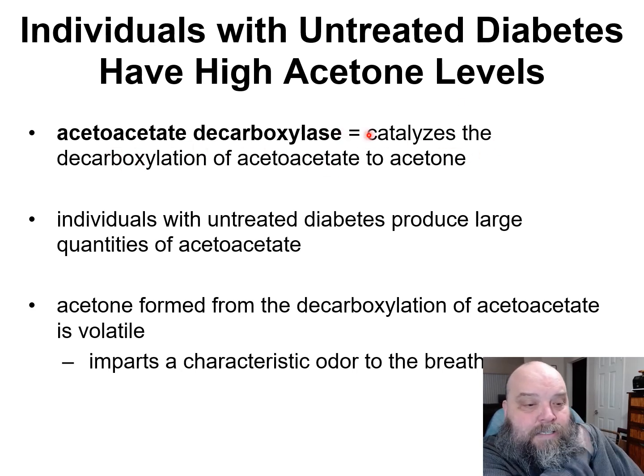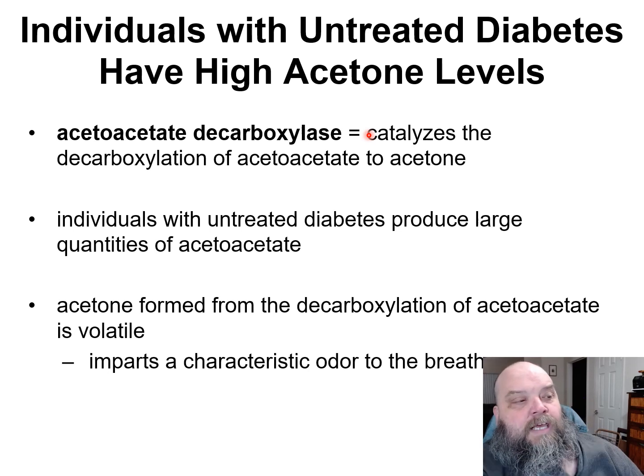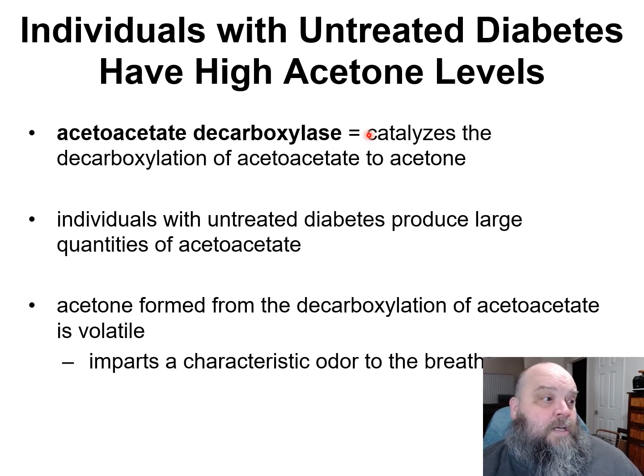Acetoacetate decarboxylase is going to take the acetoacetate, which is in the blood, and start turning it into acetone, hence the breath. Large quantities of acetoacetate are now going to become acetone, and then their blood pH is going to drop. You start getting acetone out in the breath and ketone bodies in their urine, and it's going to start impacting metabolic functions, transport, uptake, and all sorts of things.